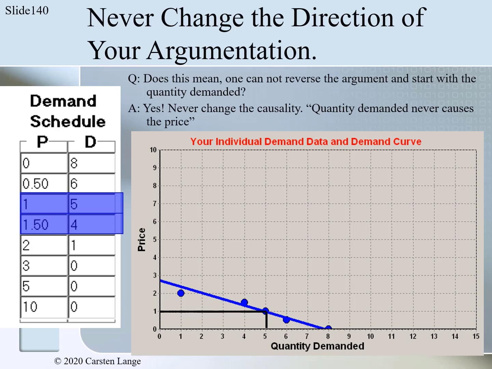Therefore, please keep in mind, never start your argument with the quantity and go to the price. In the graphic it means never start your argument on the horizontal axis if you talk about demand and go to the price. Always start with the price, always start with the vertical axis.